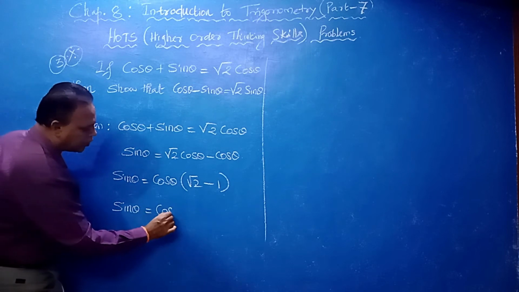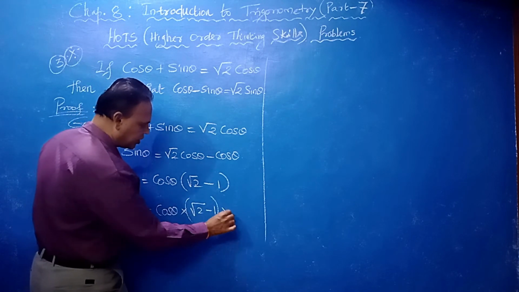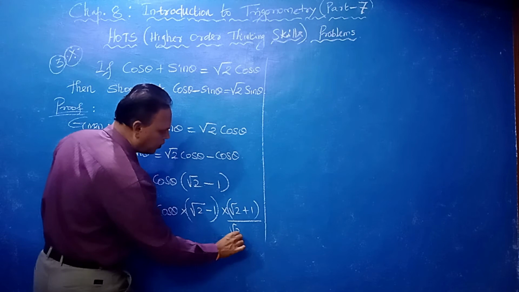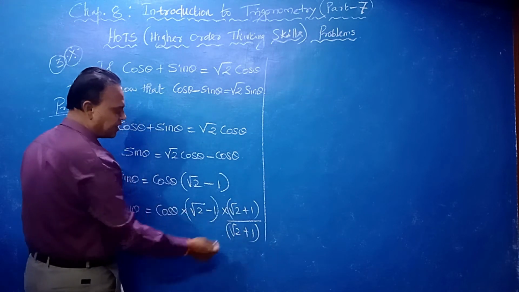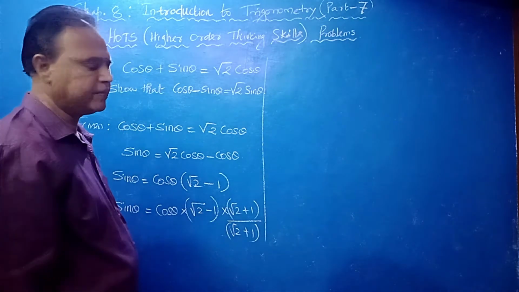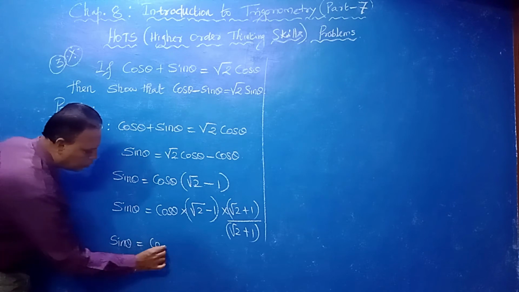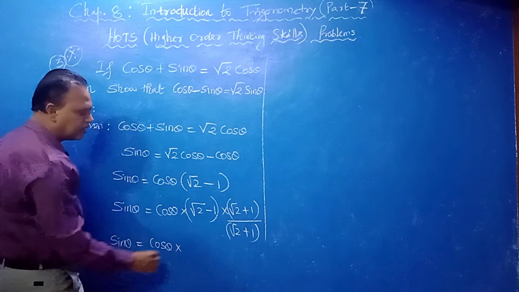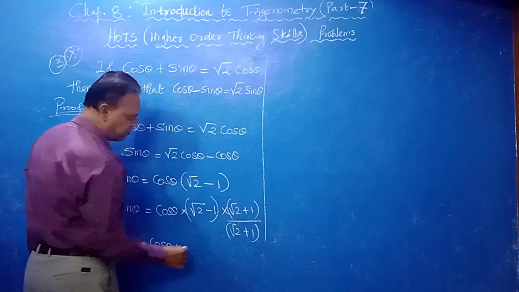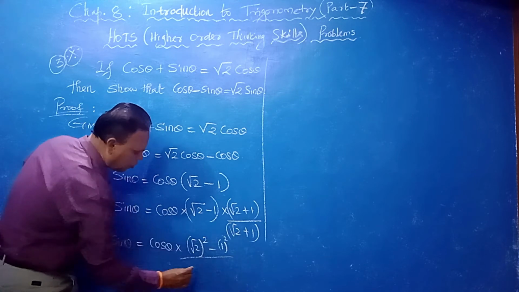Sin theta equal to cos theta, you keep it as it is. Here I am going to do conjugate. Conjugate this: root 2 plus 1 by root 2 plus 1. If you multiply same factor and divide by same factor, it will be equal only. This time it remains same. Now sin theta is equal to cos theta into, this will be what? Numerator a minus b, a plus b form, that means root 2 squared minus 1 squared by root 2 plus 1.